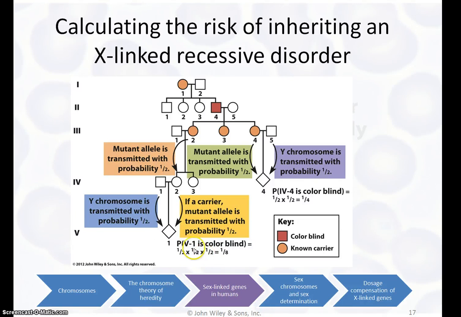Now the reason why it's 1/2 is because even though the Y chromosome has nothing to do with color blindness, supposing that he passed on an X chromosome, that X may have the color blindness allele. Then we have our probability of 1/2 times 1/2 times 1/2. And the same rationale would go for this individual here.